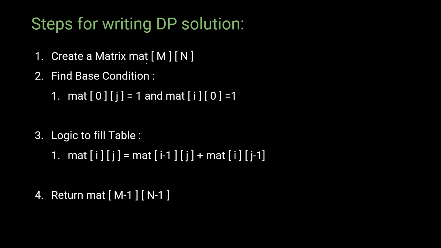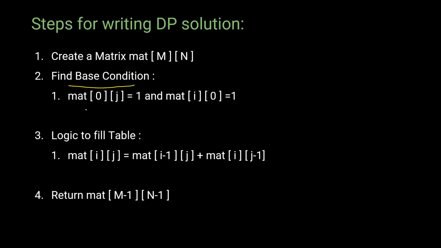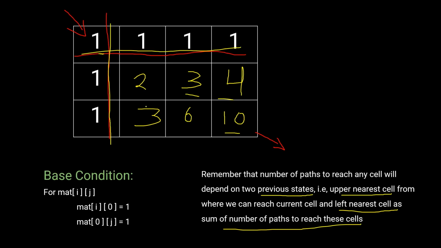We have to create a matrix mat of m cross n size. Then the second step is to find the base condition. We have found the base condition over here, that is mat[0][j] and mat[i][0] will always be equal to 1. So this is the base condition for this question, and then we have to find the logic to fill this table. So what is the logic we are using to fill this table?